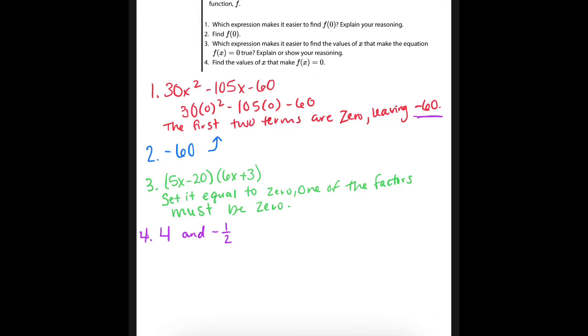Number 3, which expression makes it easier to find the values of x that make the equation true? You would use the second one, and if you set the whole thing equal to 0, one of the factors has to be 0. And then number 4, find the values of x that make f of x equal to 0. It would be 4 and negative a half, because you want to make one of the factors equal to 0. It doesn't matter which side you pick.